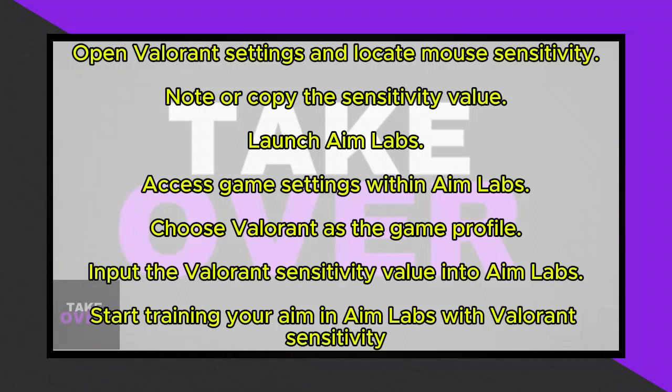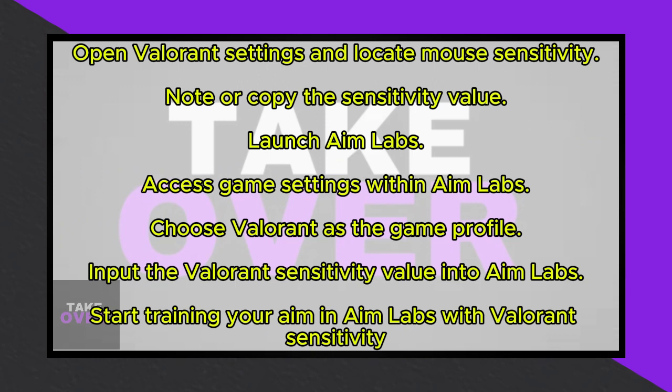In this tutorial, I'll show you how to transfer your sensitivity settings from Valorant to Aimlab. It's a straightforward process that anyone can do. First, open Valorant and navigate to the settings. Under the General section, find the mouse settings. Here, you'll see your sensitivity value. Make a note of this value or simply copy it.